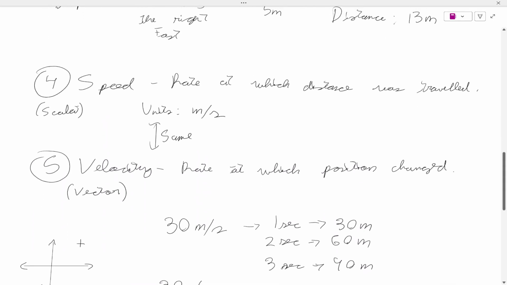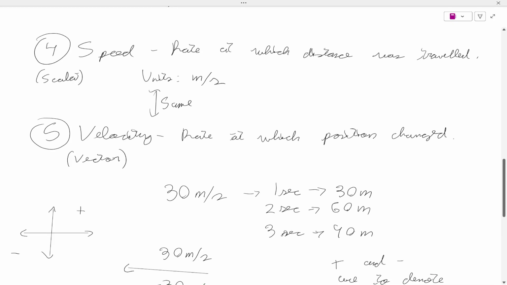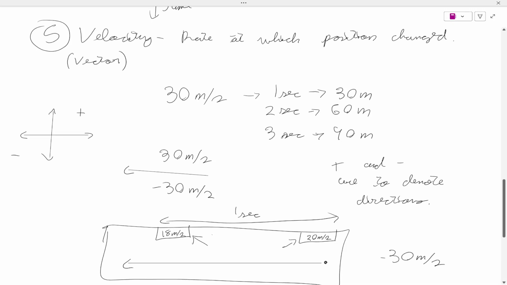Then we have speed and velocity. They both use meters per second. Speed is just the rate at which distance was traveled. So think of a car going at 45 meters per second. Its velocity would be the same. But let's say I was going 30 meters per second backwards. My speed now is 30 meters per second, but my velocity would be negative 30 meters per second, because my position is changing in the negative sense according to the denotation right over here.